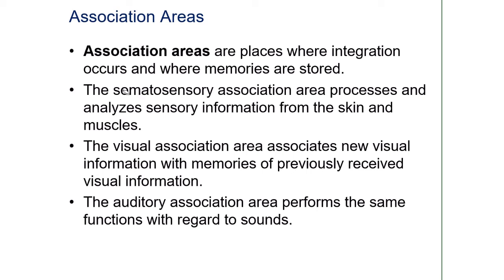So for example, the somatosensory association area is responsible for processing and analyzing sensory information from the skin and muscle. And the visual association area processes information and memories related to visual information. So let me give you an example of how this works. Let's say you see someone's face. The image of that person's face is going to be processed in the visual association area in the occipital lobe, and then you're going to match that face with all the faces that you know in your brain, and maybe you can recall the person's name.